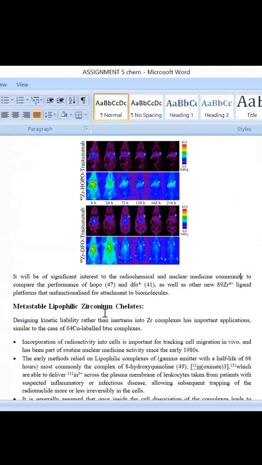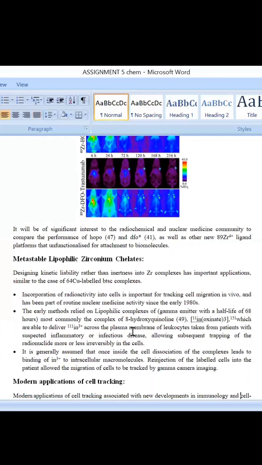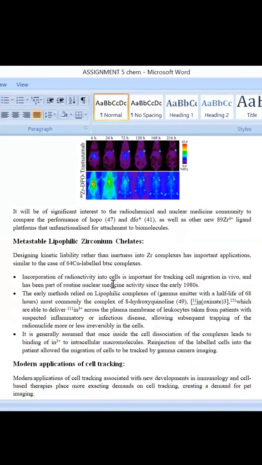Next point is metastable lipophilic zirconium chelates. Designing kinetic lability rather than inertness into zirconium complexes has important applications, similar to the case of copper-64 labeled BTSC complexes. Incorporation of radioactivity into cells is important for tracking cell migration in vivo and has been part of routine nuclear medicine activity since the early 1980s.